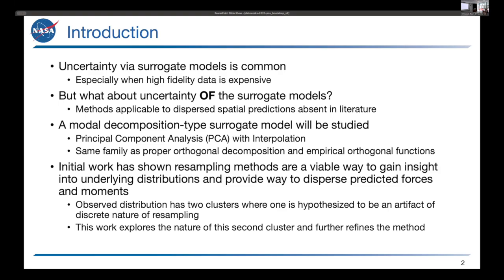One thing that I'll show briefly is we get these two clusters in our data, and we hypothesize that one is an artifact of the discrete nature of the resampling, which is what we're trying to address here today. So we're going to be looking at that secondary cluster, and we're going to show that we can use these methodologies to get spatial predictions, not just integrated forces.